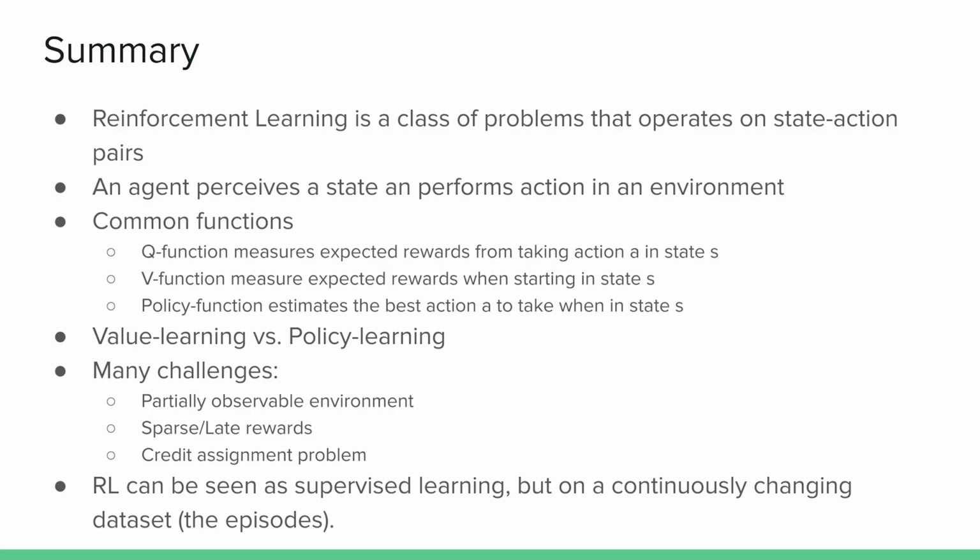Summing up, reinforcement learning is a class of problems that operates on the state-action pairs that we've seen, where we have an agent in an environment and we perform an action in that environment, and then we can observe how the state of that environment has changed. The common functions that we want to learn are either the Q function, which measures the expected rewards from taking an action A in state S, the value function V, which measures the expected rewards from that state S, which evaluates how good a certain state S is, or the policy function, which directly says what is the best action that you should take if you are in state S.